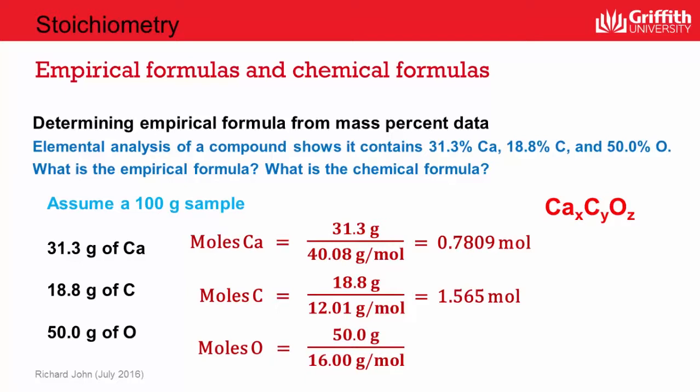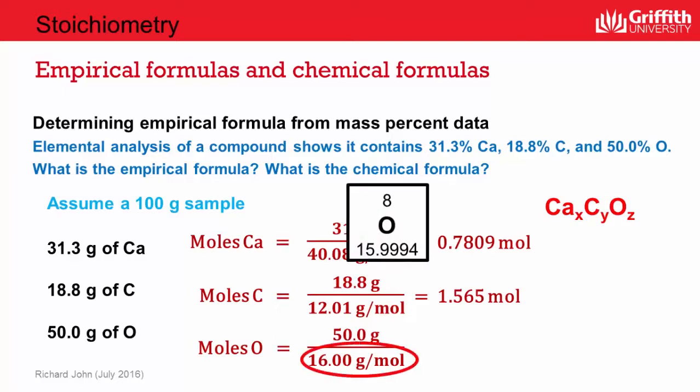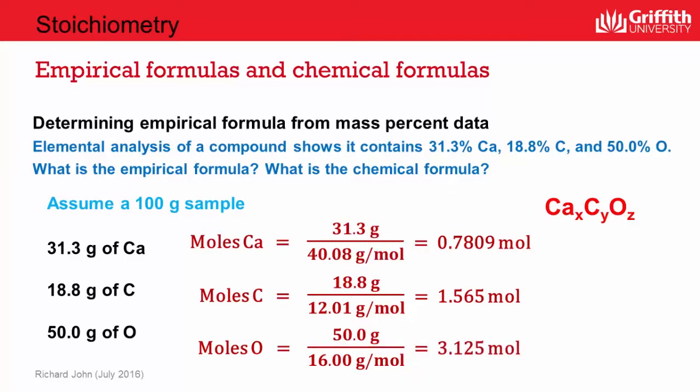We can do the same for the moles of oxygen. We've got 50 grams of oxygen in the 100 gram sample, and we're dividing it by the molar mass of oxygen, which we get directly from the periodic table, 16.00 grams per mole to 4 significant figures, and we get a value of 3.125 moles of oxygen.